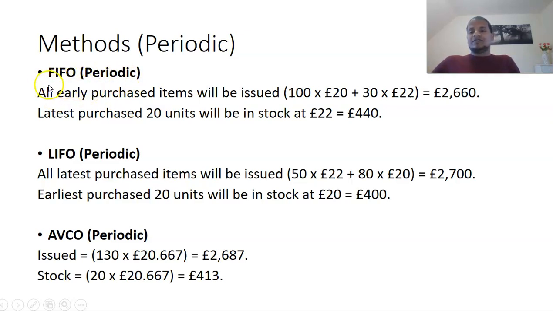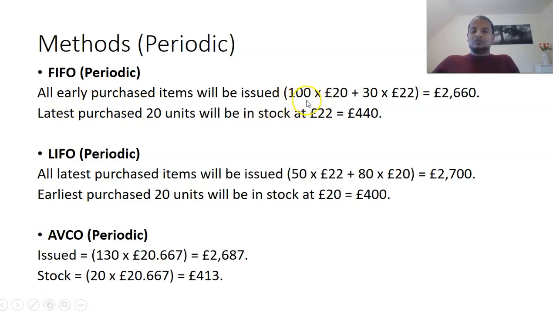So in case of periodic, first in, first out. In case of first in, first out, what happens? The material that you purchased earlier will go first, and will be your cost of goods sold or material consumed. So all early purchased items will be issued. Okay, so total issue is 130. So first 100, the early purchase.